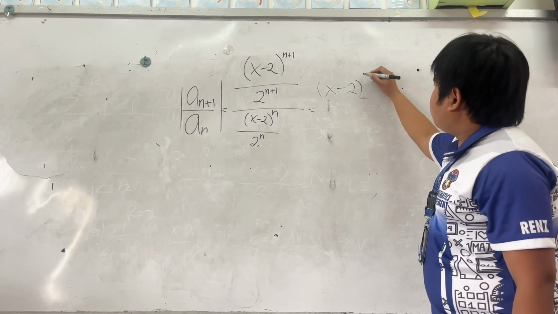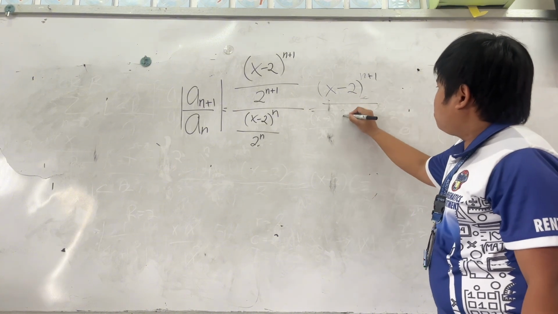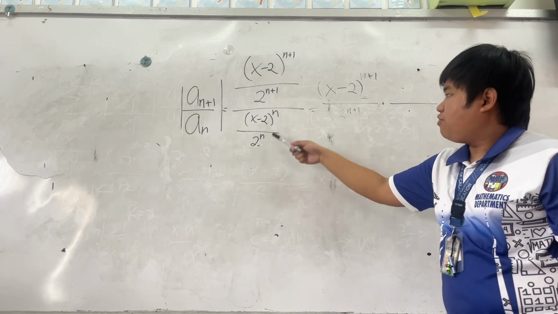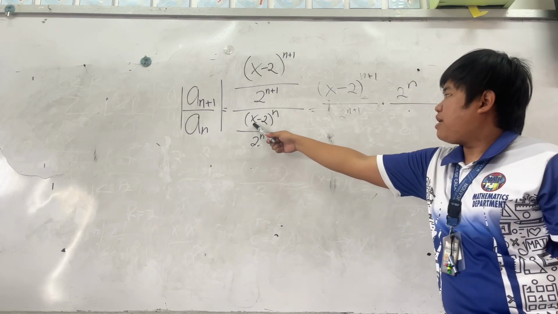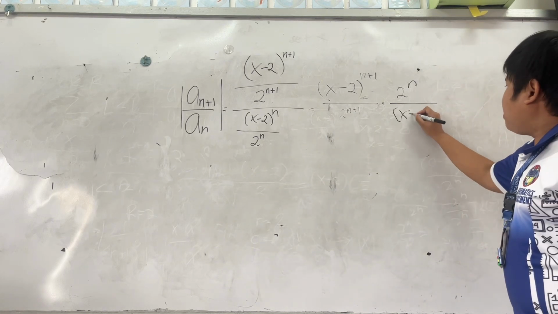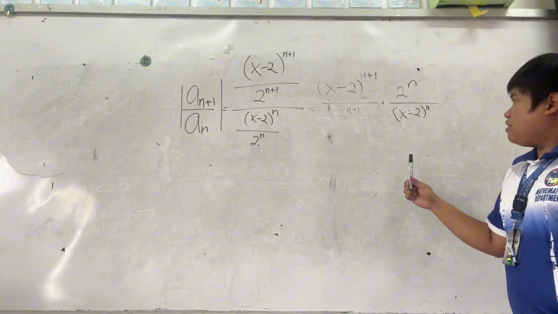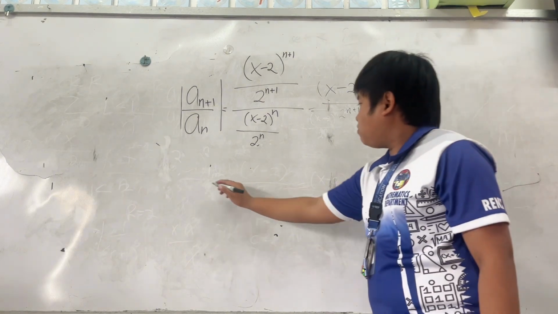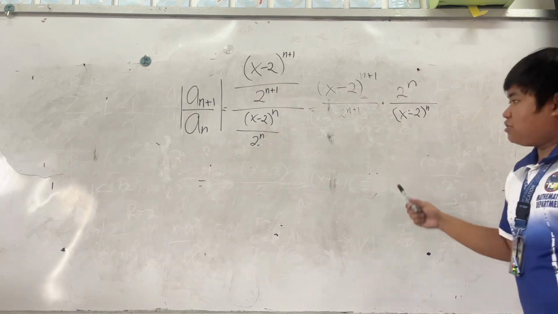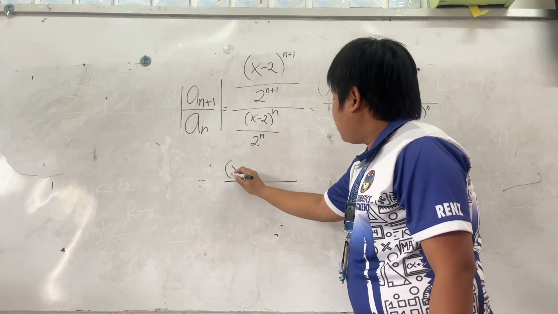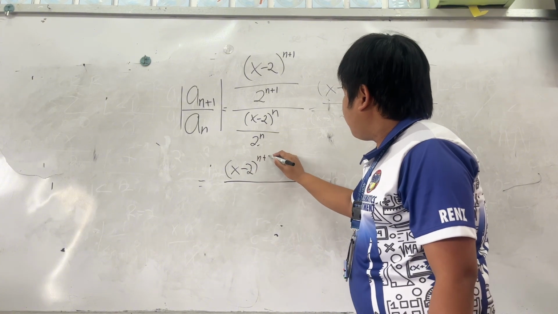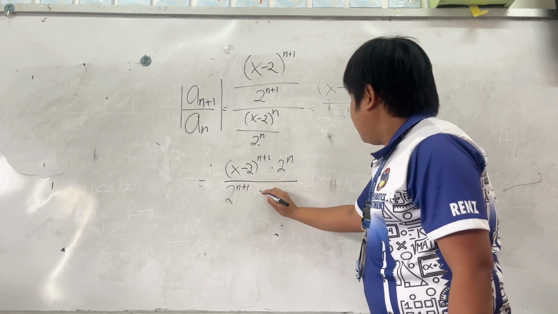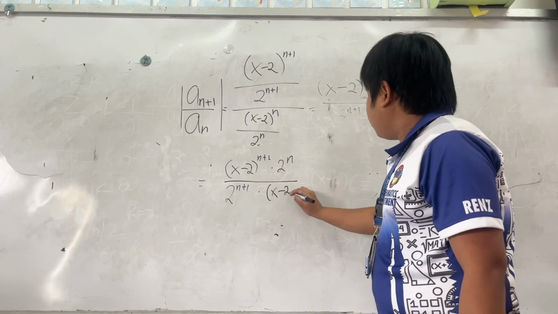The quantity of x minus 2 raised to n plus 1 over 2 raised to n plus 1, times, what we're going to do is put 2 raised to n as the numerator, and the quantity x minus 2 raised to n as the denominator. Given that we're going to use multiplication, in order for us to cancel all the possible terms, first of all, we're going to make this into a single fraction. First, we're going to write this like this, times 2 raised to n, and this one, n plus 1, times x minus 2 raised to n.